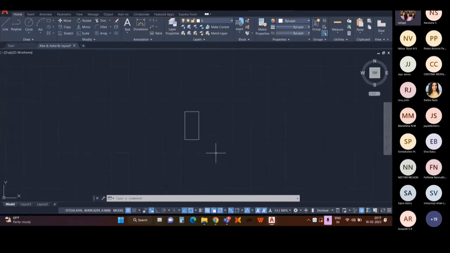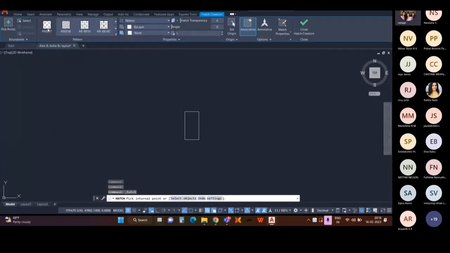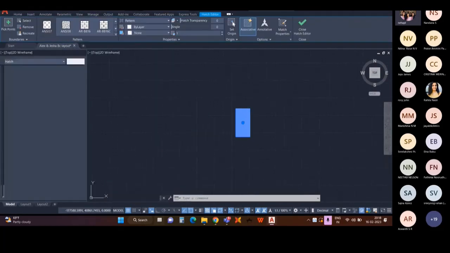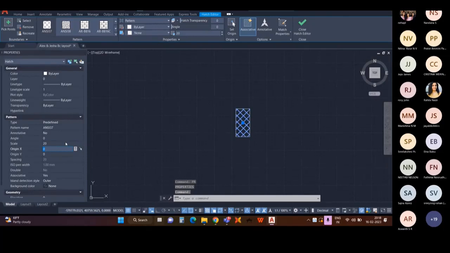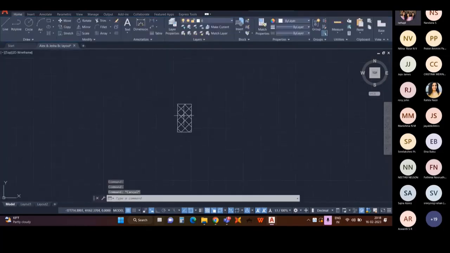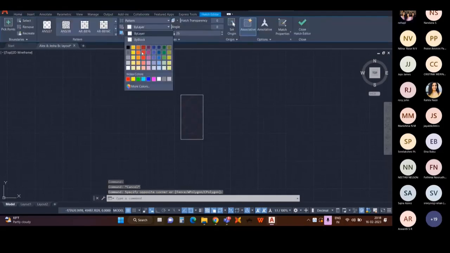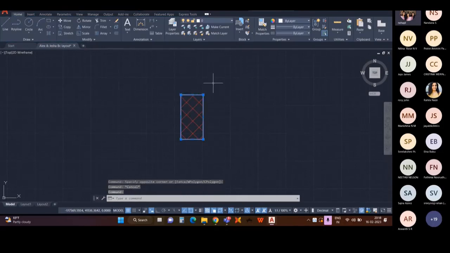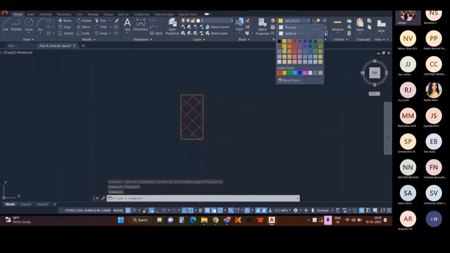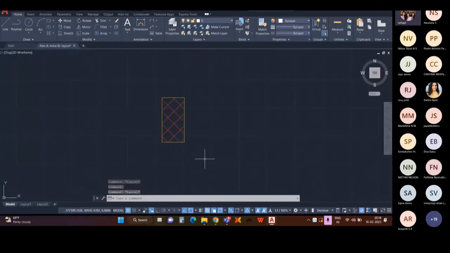So we will be adding some unique features to this rectangle so that we can identify that it is a column. For that, we will be adding a hatch to the column. The hatch uses ANSI37. So this is a solid hatch. We can change its properties, we can scale it, and we can change its color too. For this hatch we will be providing red color, and for the outer layer we will be providing yellow color. This color specification will be different for different companies. Here we will be using red color for the hatch and yellow color for the outer line in this company. So this is the column.